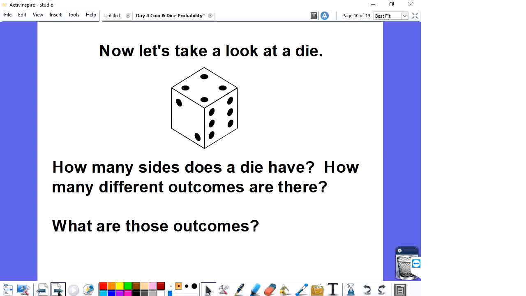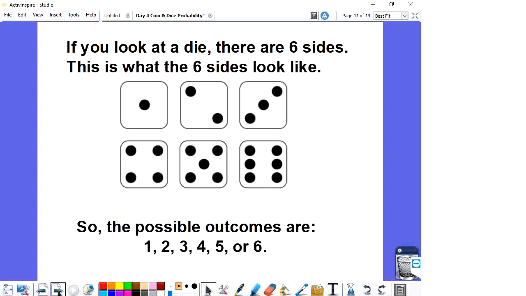Now that you've unpaused it, let's talk about the sides of a die. If you look at a die, there are 6 sides. This is what the 6 sides look like. A 1, 2, 3, 4, 5, and 6. So the possible outcomes are 1, 2, 3, 4, 5, or 6. There are 6 possible outcomes on a die.